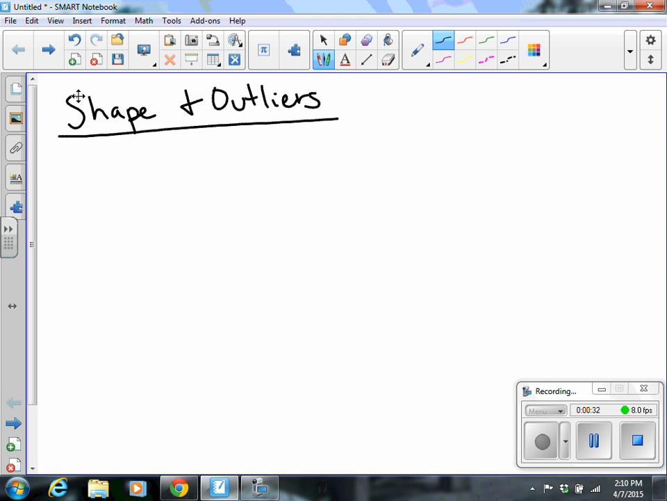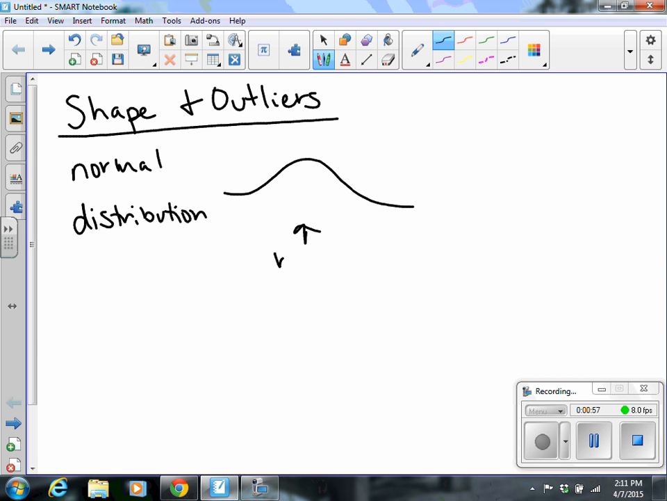You can see it in your stem plot, you can see it in your box plot, but personally, I believe that it's easier to see on my histogram. So we have what is called a normal distribution. A normal distribution is a bell curve. So it's directly in the middle. Okay, so looking at this, most of my data falls in the middle.